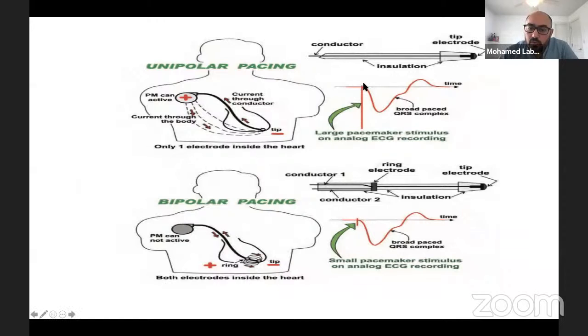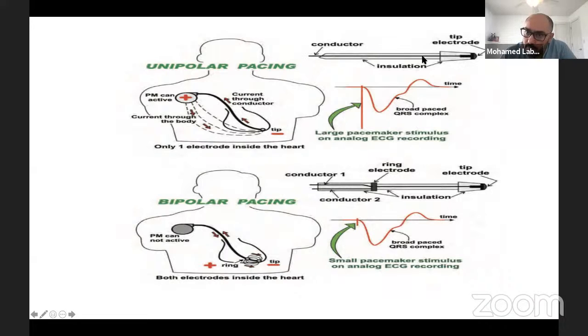This is a zoom in on unipolar and bipolar. The difference on a 12 lead EKG, sometimes you can tell, is that the spike of unipolar is more prominent than bipolar. The bipolar spike sometimes you don't see on 12 lead EKGs.